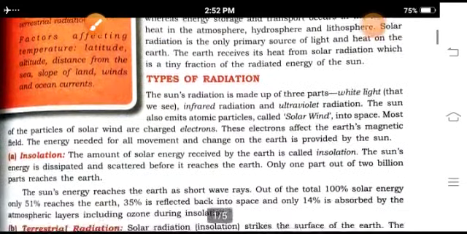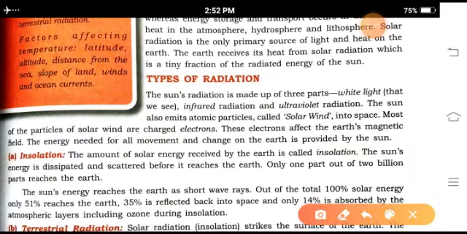Types of radiation. The sun's radiation is made up of three parts: white light, infrared radiation, and ultraviolet radiation. The sun also emits atomic particles called solar winds into space. Most of the particles of solar winds are charged electrons. These electrons affect the Earth's magnetic field. The energy needed for all movements and change on the Earth is provided by the sun.